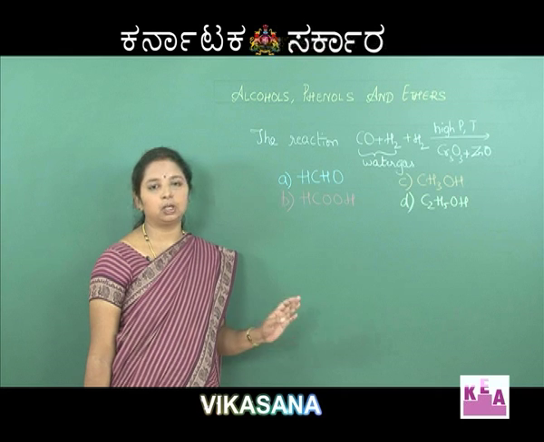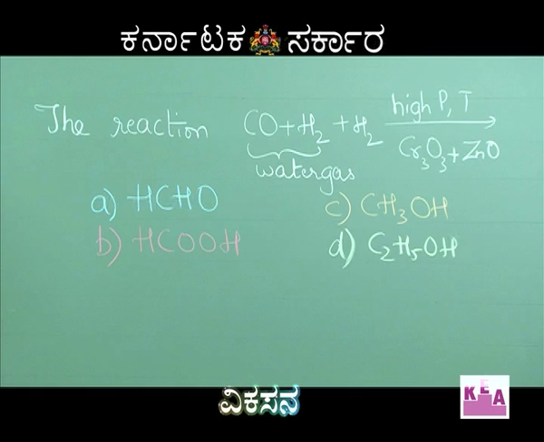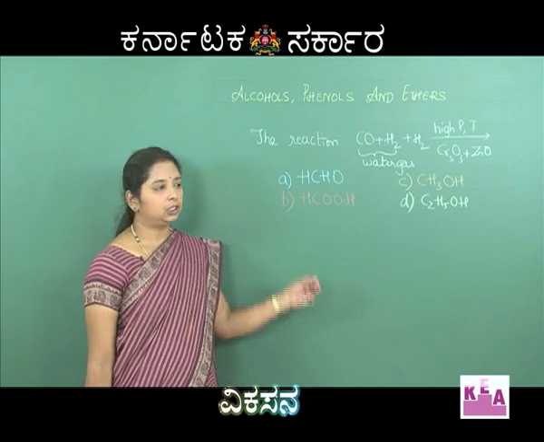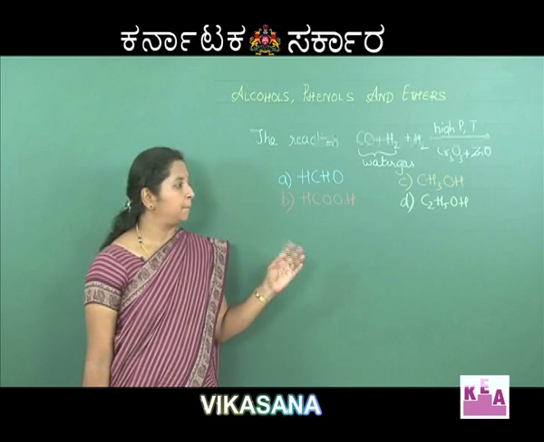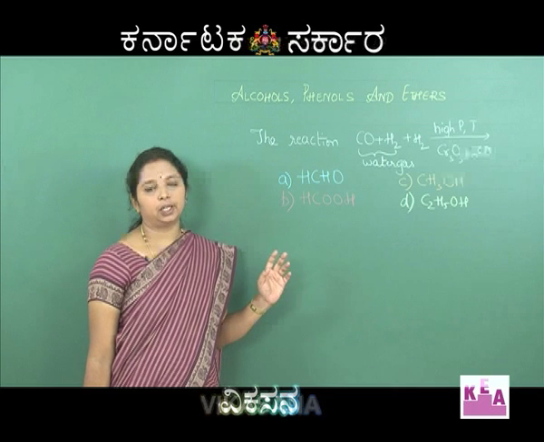The next question is also a memory based question. What they have asked is: carbon monoxide will react with hydrogen at high pressure and temperature in the presence of a catalyst to give option A, HCHO formaldehyde, option B, HCOOH formic acid, option C, methanol CH3OH, option D, ethanol C2H5OH. Now this is a very direct question.